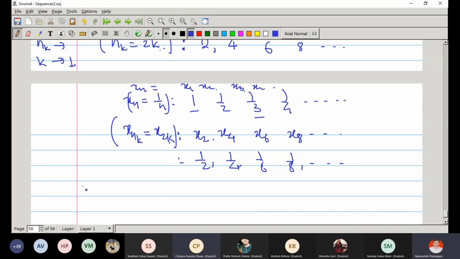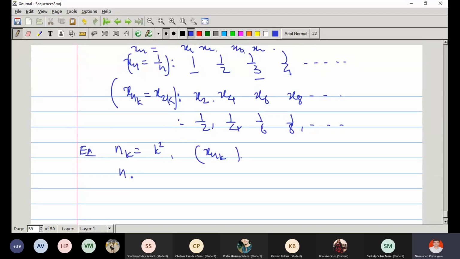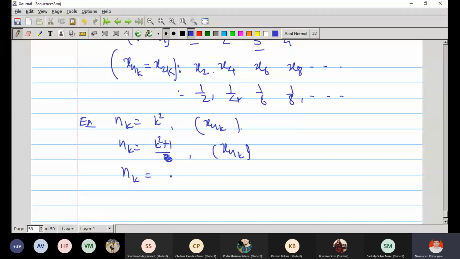Yes, sir. So in this case, the exercise is: if nk is equal to k square, what is x_nk? You write down the terms of this sequence. If nk is equal to k square plus 1 by 2, k square plus 1, what is x_nk? You just think about it. If nk is equal to 2 raised to k plus 1, then what is x_nk? Right, so you write down these subsequences for the original, same thing.